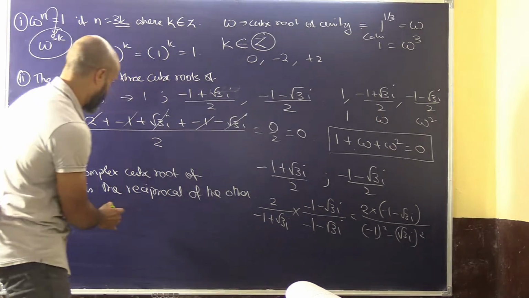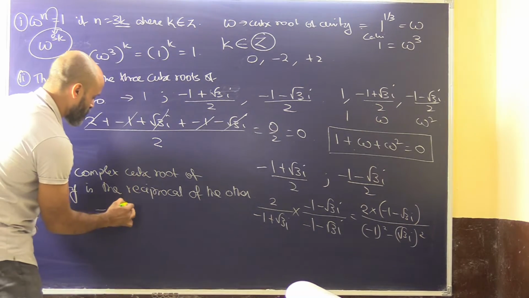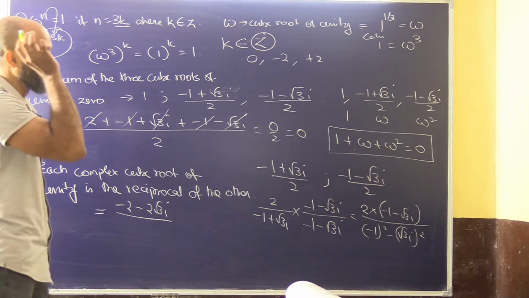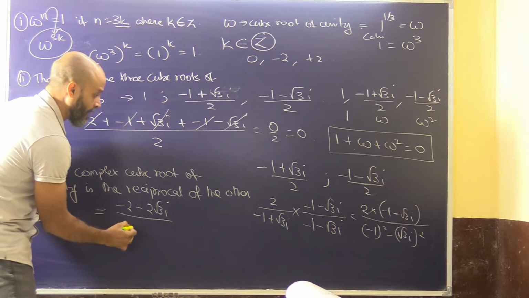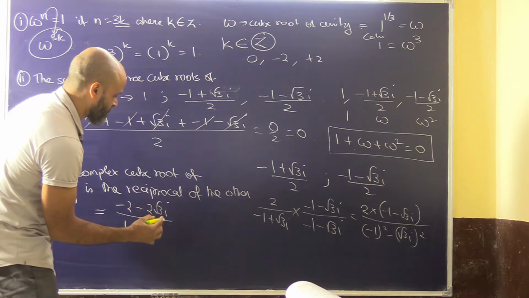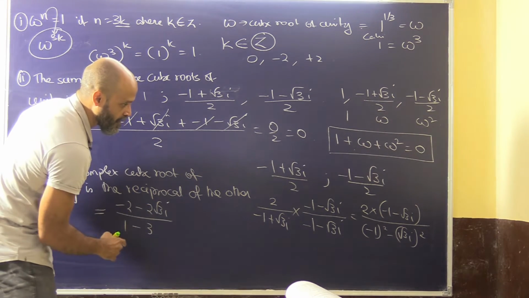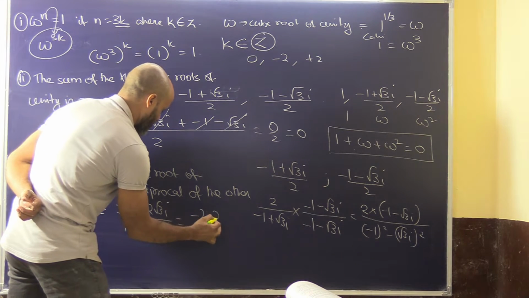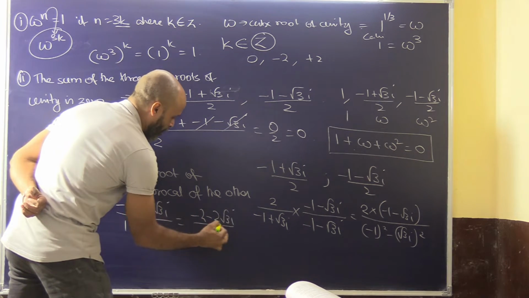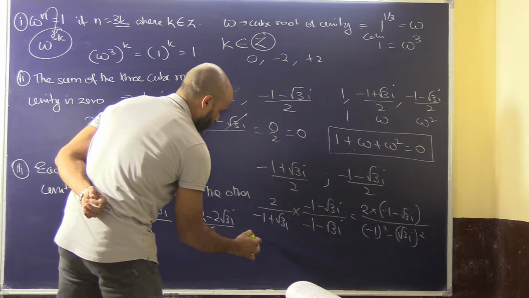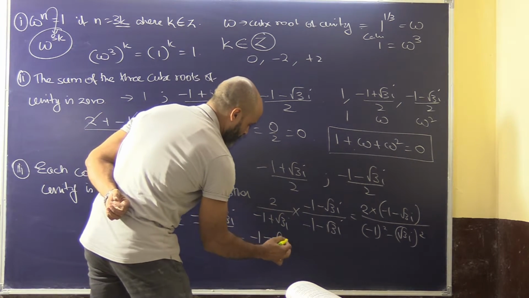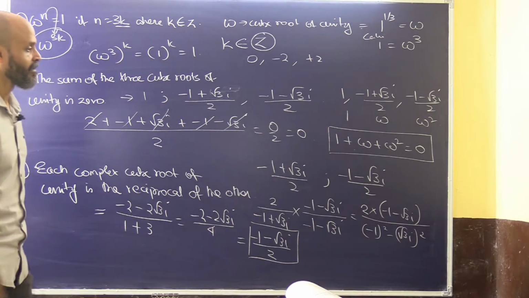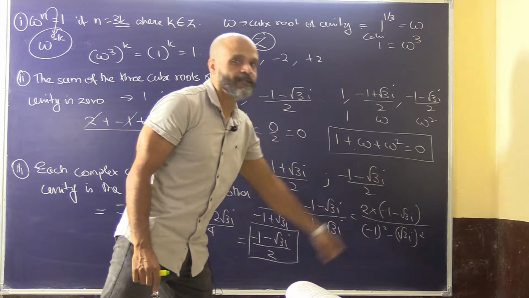So what am I getting here? This will be minus 2 minus 2 under root 3i in the numerator. In the denominator, it will be 1 minus under root 3i whole square, which means 3, and i square means minus 1, so this will be plus 1. So this will be minus 2 under root 3i upon 4, that is minus 1 minus under root 3i by 2. So this will be the complex number.